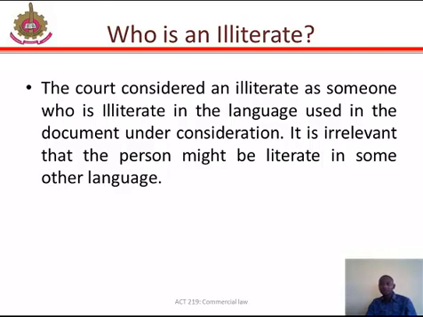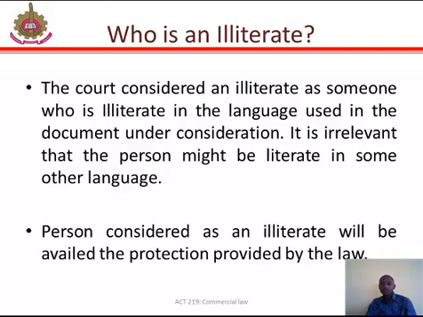In the case of Zaria versus Okon 1960, the Supreme Court held that although a person may be sufficiently literate to sign his name and read figures, yet he may not be sufficiently literate to understand the meaning and effect of the document he is signing, and such a person is therefore an illiterate who will be availed the protection provided by illiterate law.